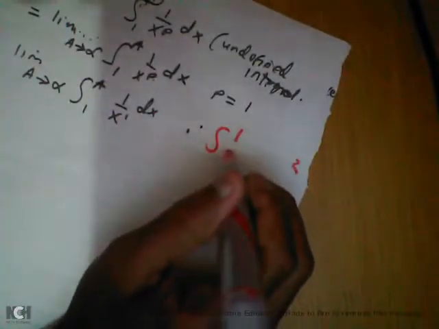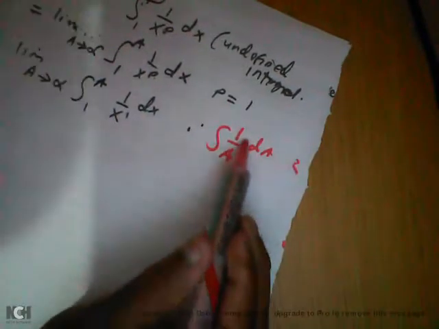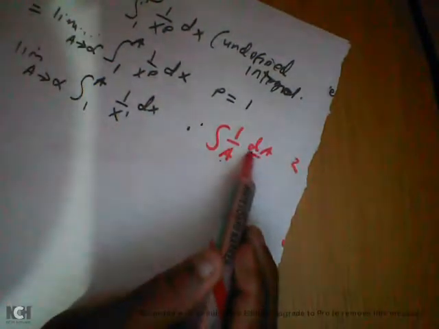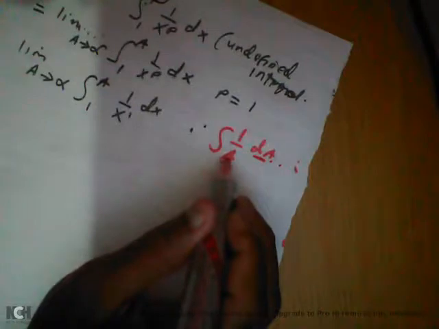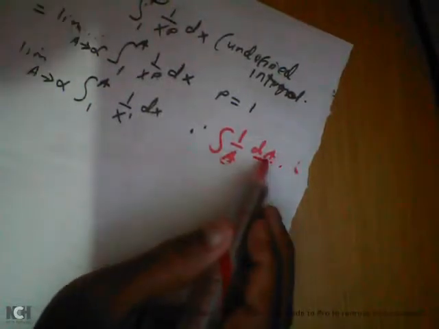Whenever you integrate, and put a note here, when you integrate 1 over a, you have to say da. If you integrate x, you must say dx. So you differentiate with respect to the same variable, d a. So this is always equal to ln of whatever is here. So it's going to be ln of a.